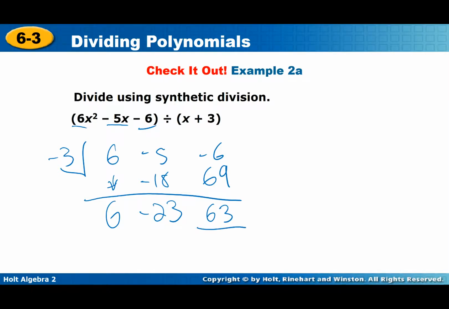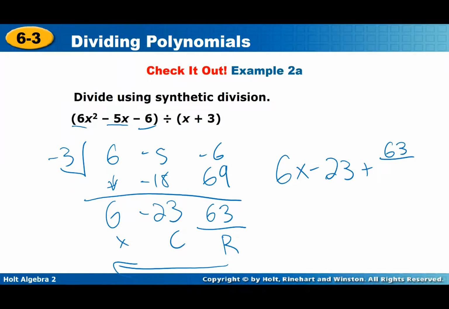So remember, this far number on the right is my remainder. And then work your way up, or I guess to the left, the next would be the constant and then the x term. So again, if there were more terms here, then the next one would be the x squared and then the x to the third, but obviously I don't have those terms, I just have these. So my answer is 6x minus 23, and then plus the remainder, which is 63 over x plus 3. Because remember, the remainder always goes over that divisor.